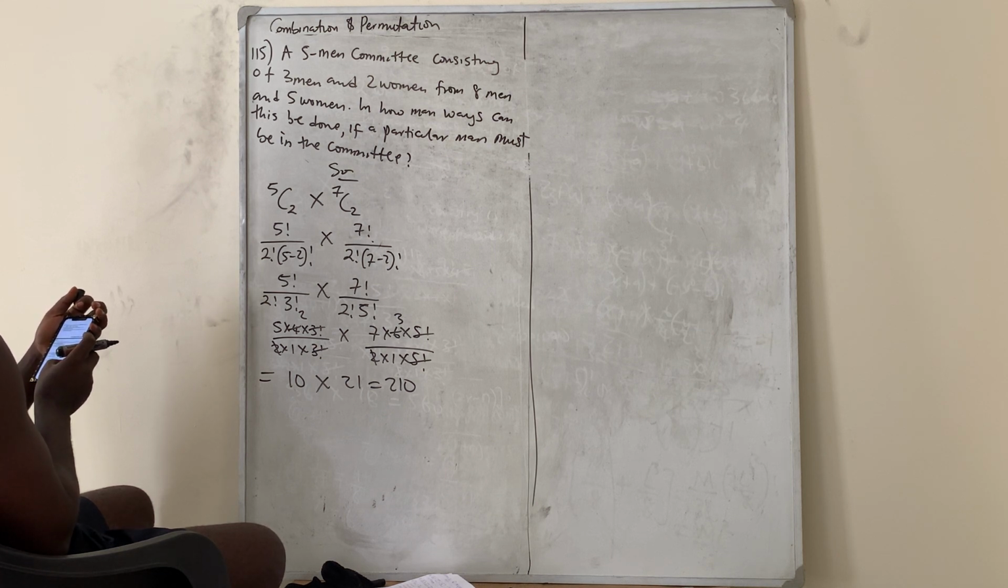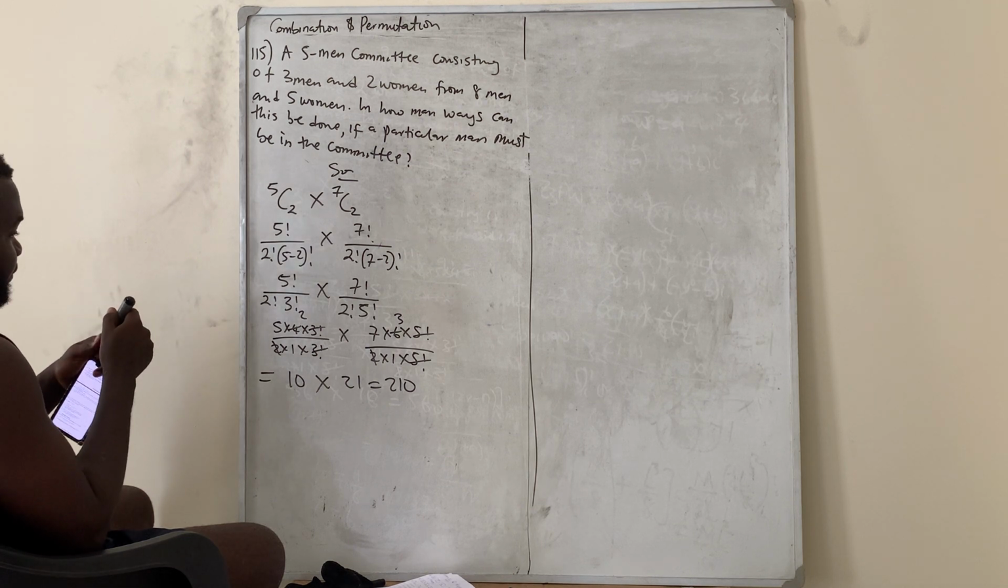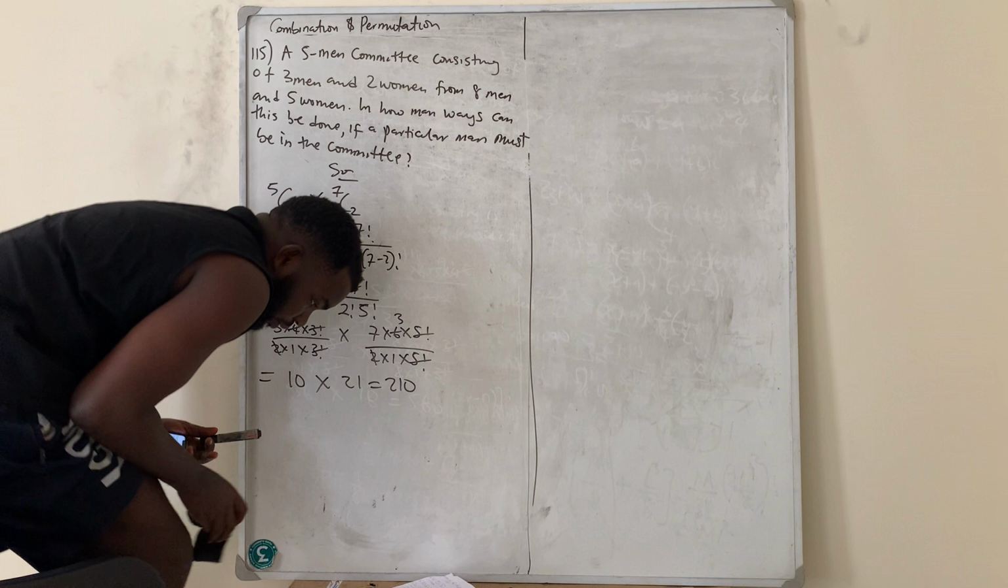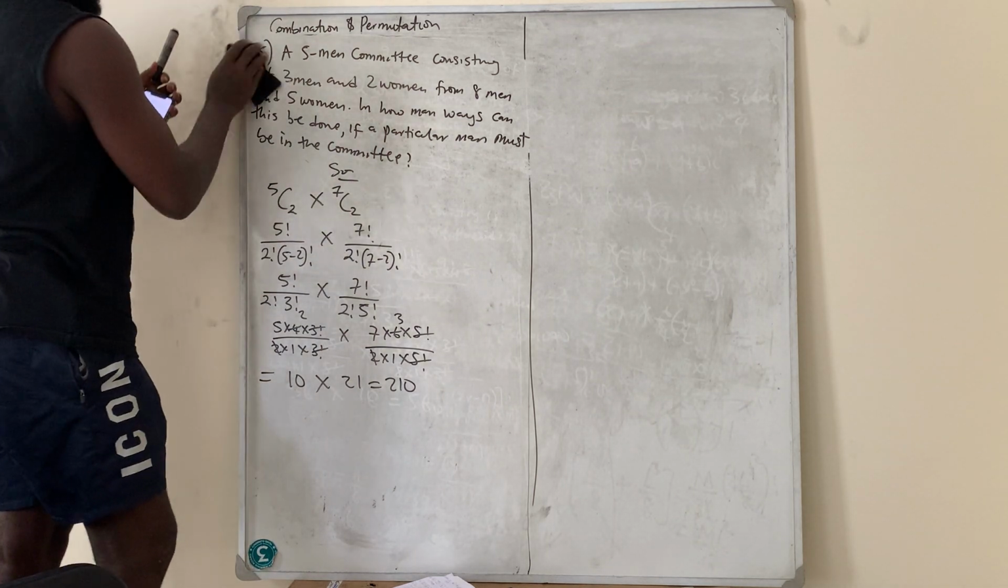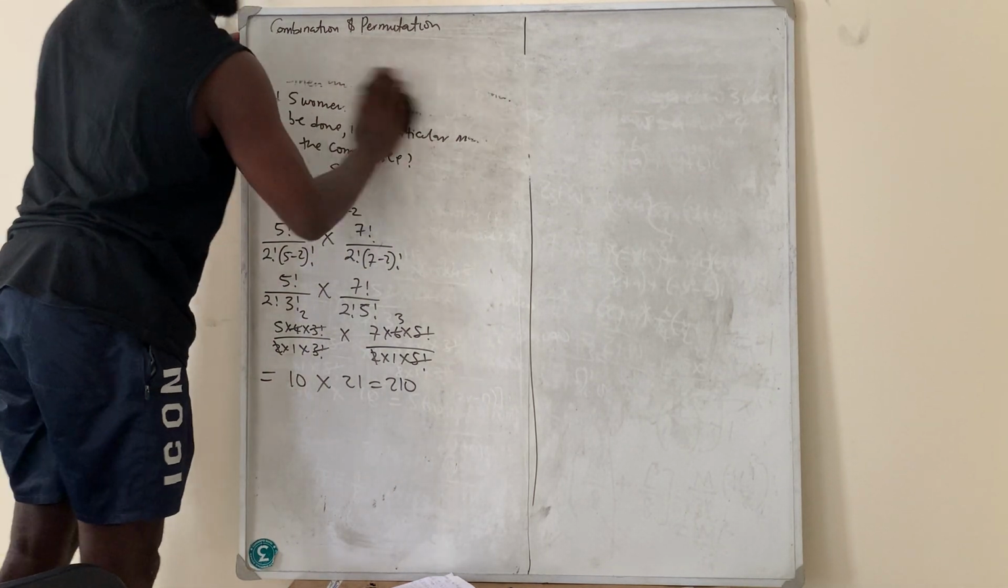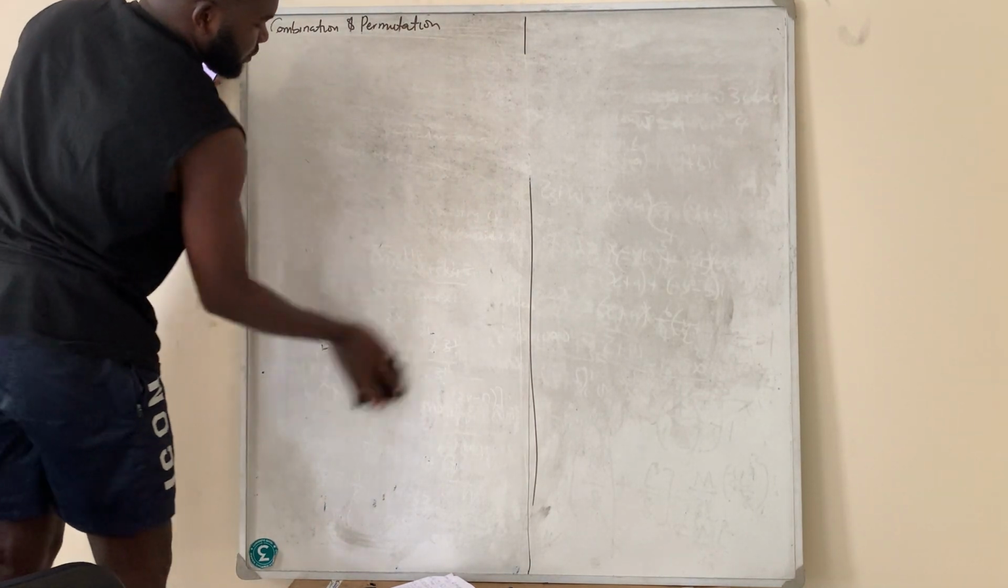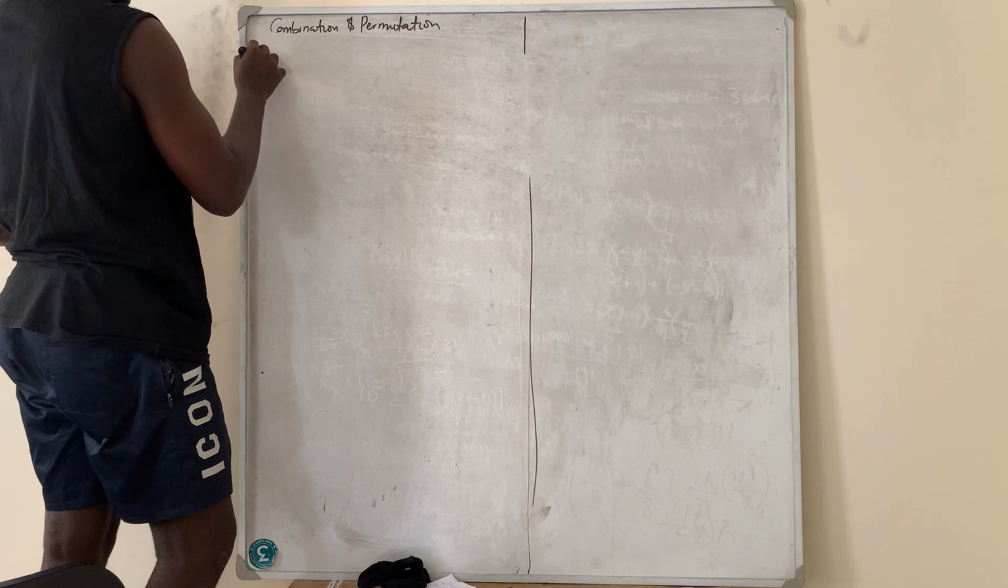Okay? So that is that for that. Don't forget that in the other one we got 560, right? 56 times 10, so 560. Okay? So we go to the next question, question number 116.